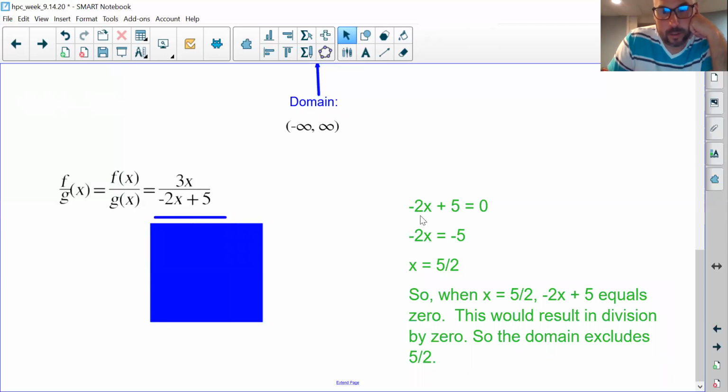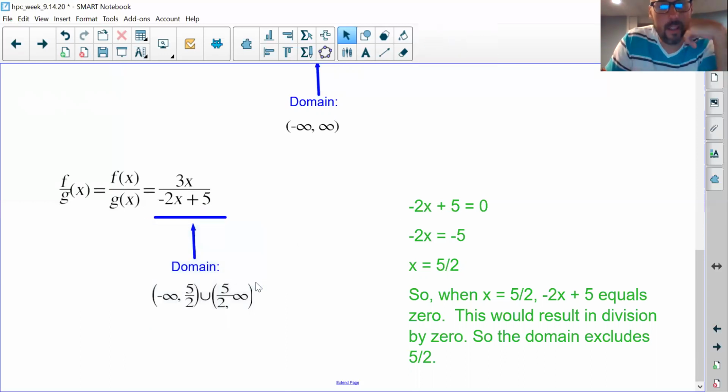Here's the denominator, negative 2x plus 5. Solving for x gives you 5 halves. So when x is 5 halves, negative 2x plus 5 equals 0, and that's a problem because you're dividing by negative 2x plus 5. So the domain for this answer is all real numbers except for 5 halves. And here's how we write that in interval notation. From negative infinity all the way to infinity, but you're omitting 5 halves.